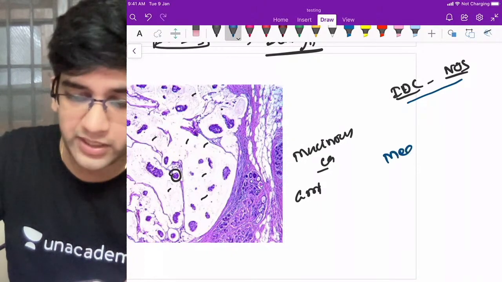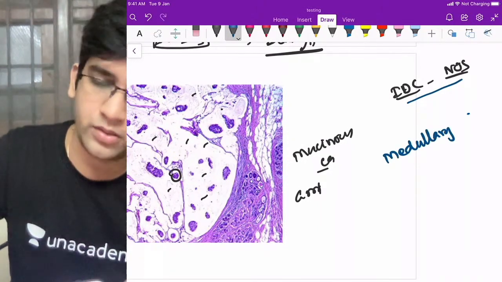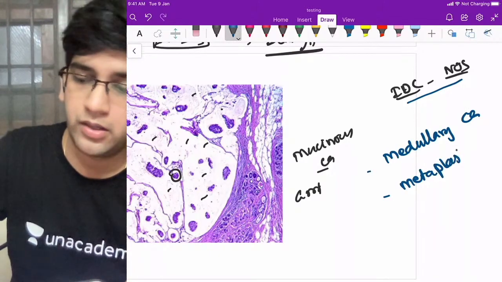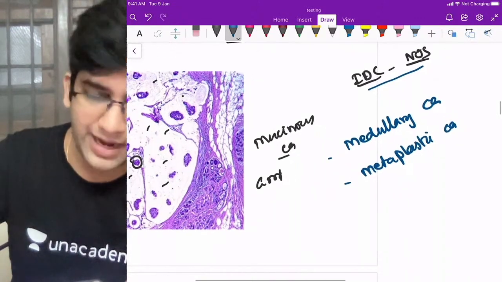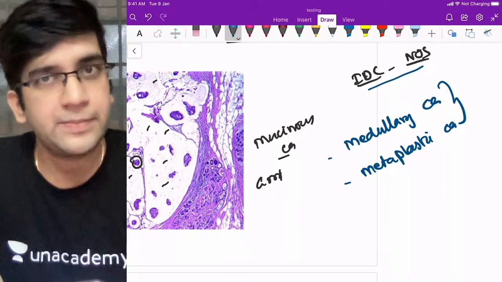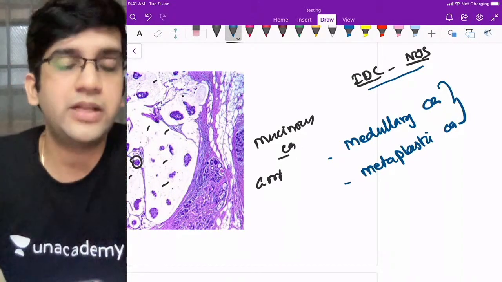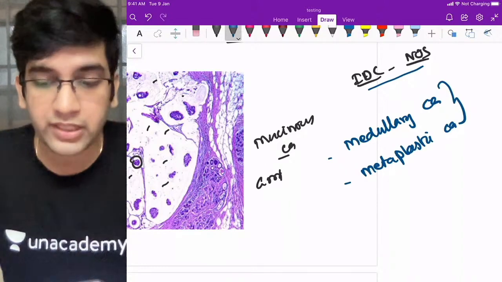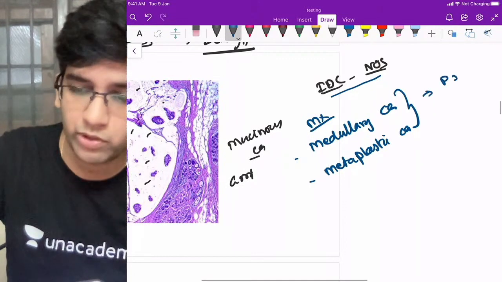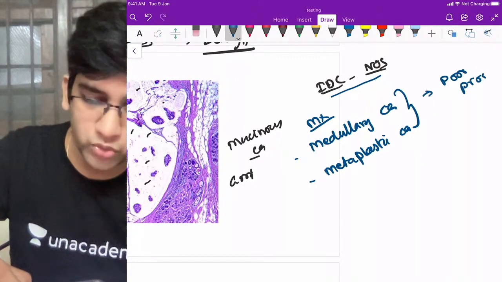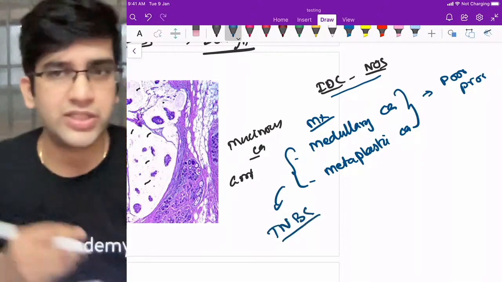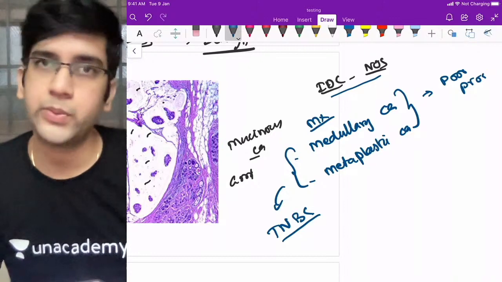We have something called as a medullary carcinoma. And we have something called as a metaplastic carcinoma. These both have a very, very bad prognosis. Most of the time, prognosis is based on your ER, PR, HER2-neu, right? Luminal A, B, HER2-neu enriched patterns only, fine? When I look on a microscopy itself, I can say that they have a very, very poor prognosis, because both of these, most of the time, will be triple negative breast cancer. TNBC stands for triple negative breast cancer. They'll be ER negative, PR negative, and HER2 negative.